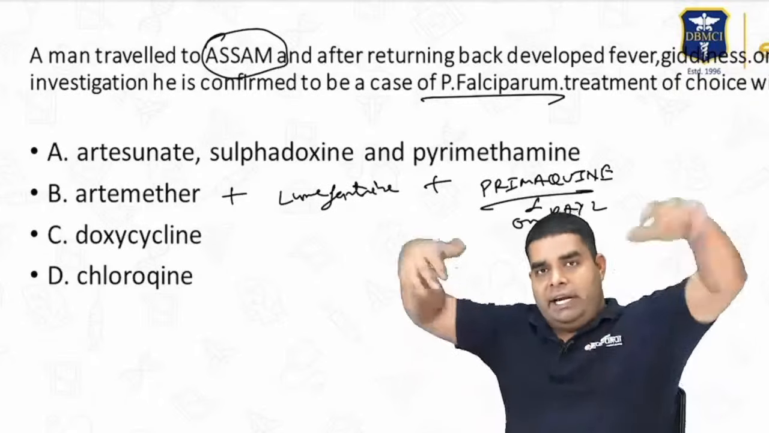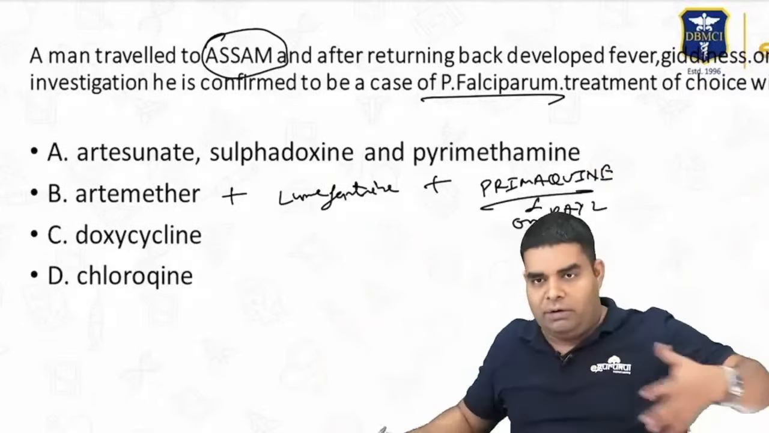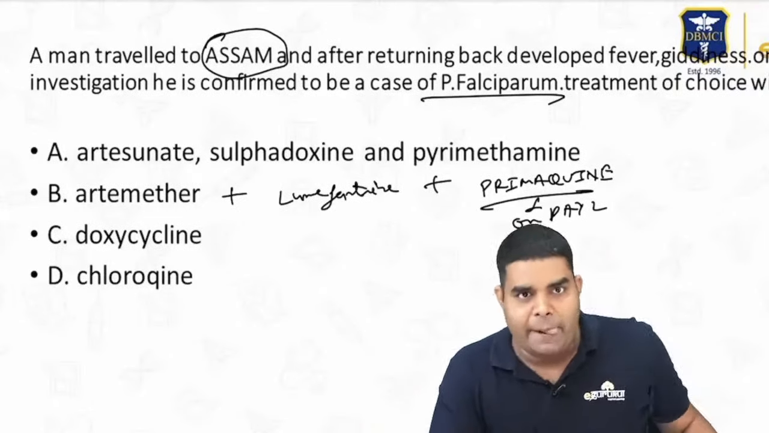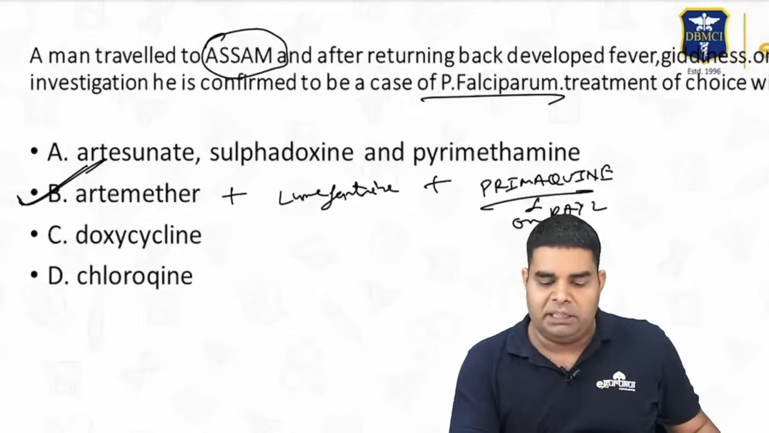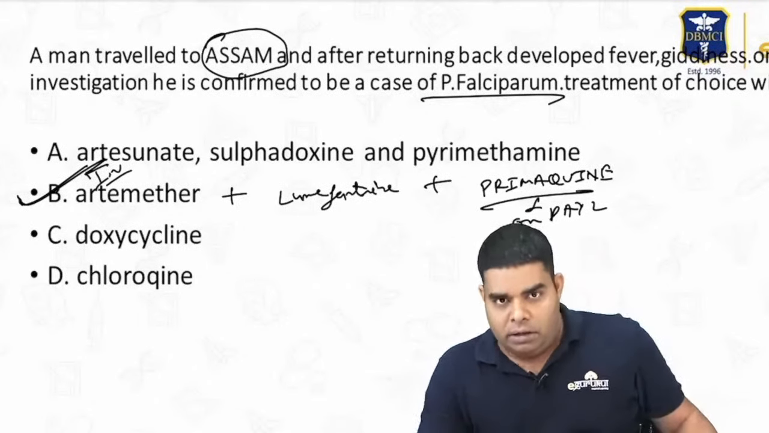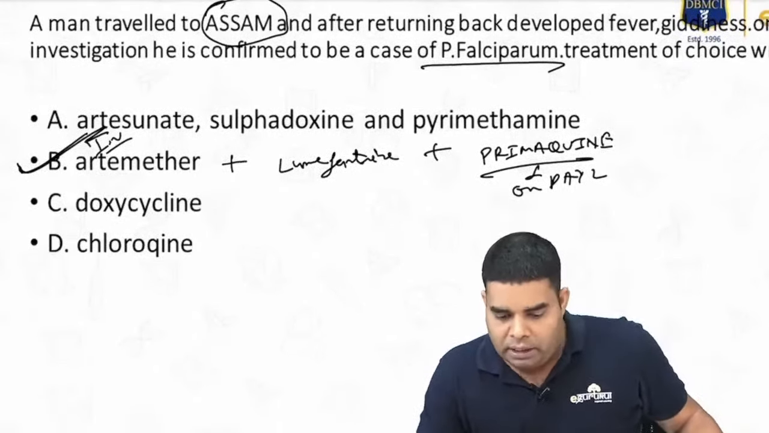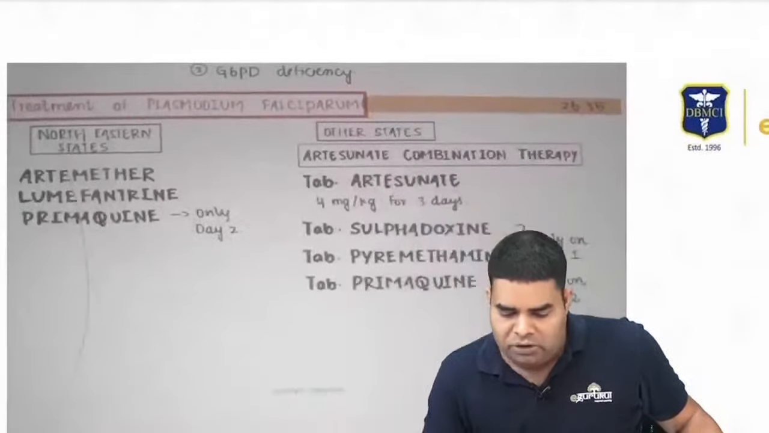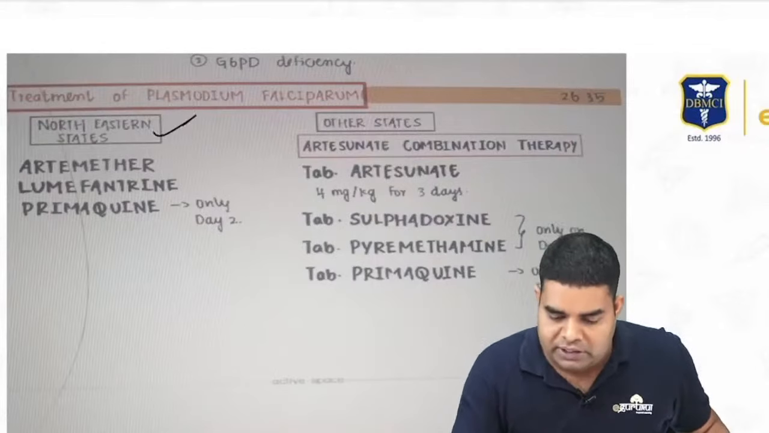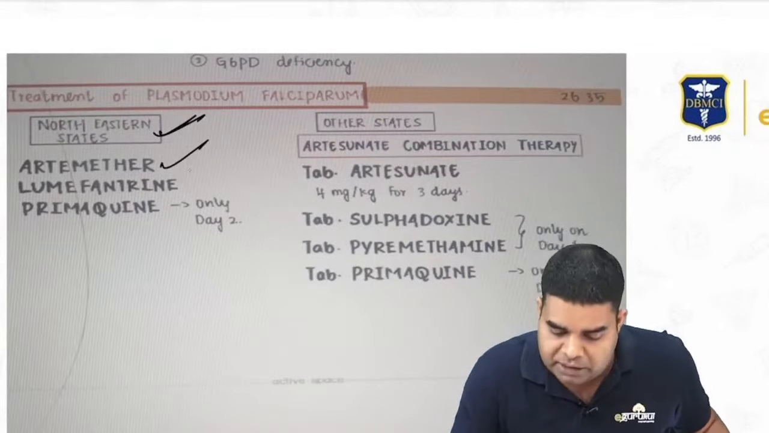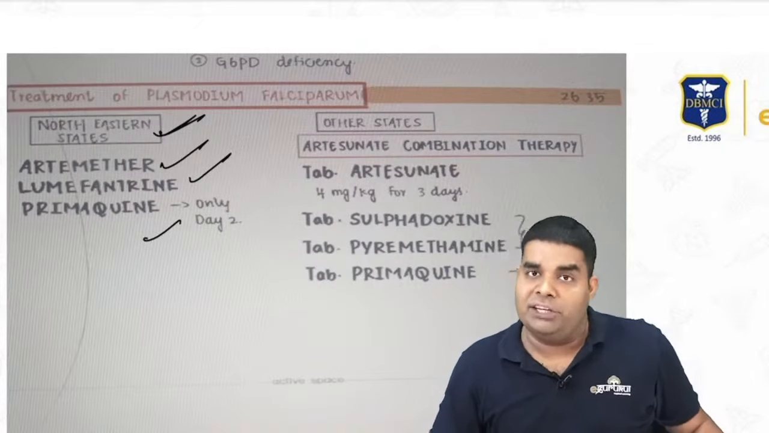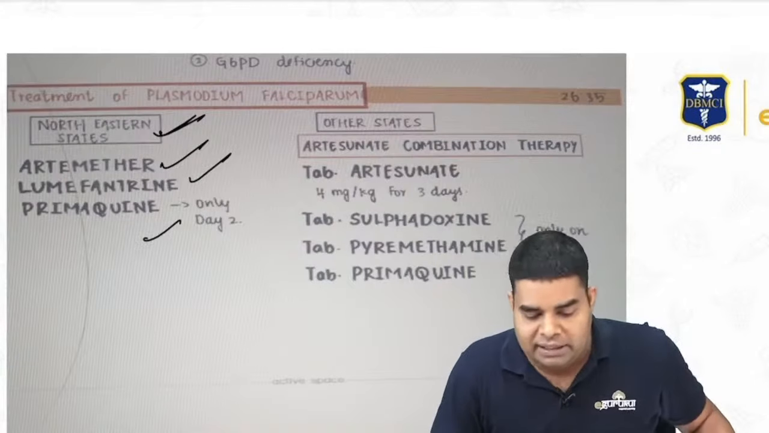And if it is a state like UP, Bihar and all normal states in the plains, then we will give artesunate. So the correct answer is B, artemether, which can also be given intravenously, in the IV form. This has of course been discussed in everybody's class: in northeastern states like Assam, we give artemether, lumefantrine, primaquine, and in other states we give artesunate. So the correct answer is definitely artemether.